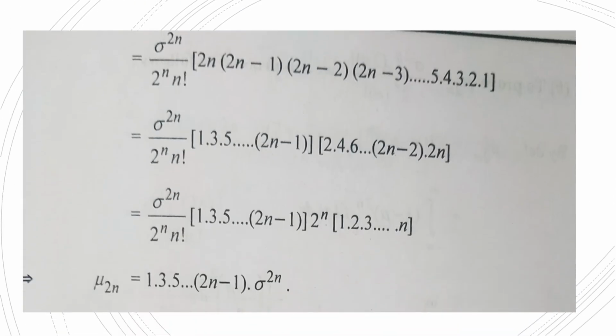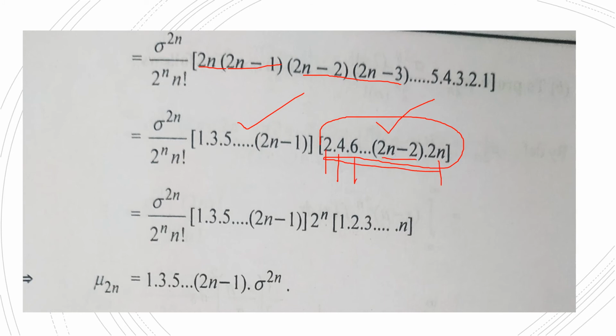We will open the 2n factorial: 2n, 2n minus 1, up to 1. We will collect odd terms and even terms. From the even terms, we will take 2 common from each number: 2 into 1, 2 into 2, 2 into 3, 2 times n minus 1, 2 times n. 2 raised to power n will be common out. It will be 1, 2, 3, up to n.